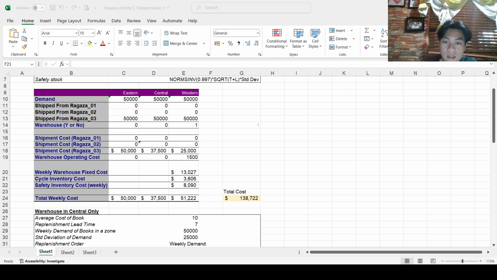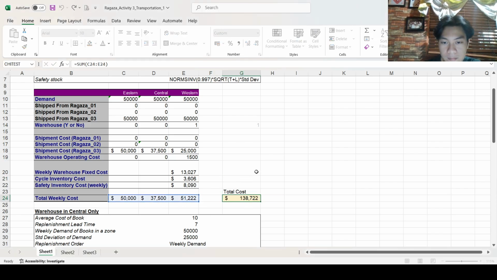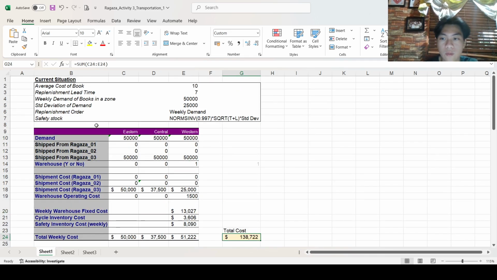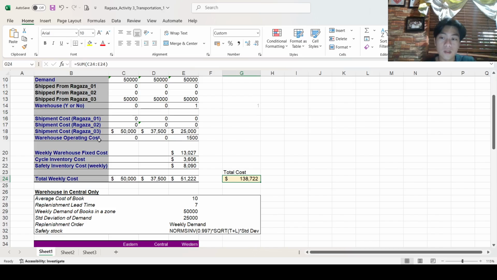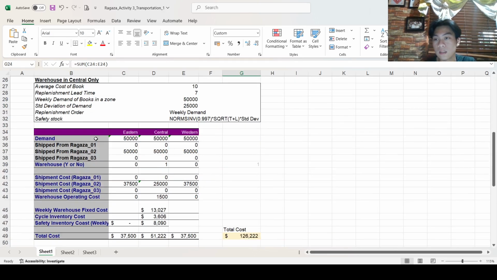And lastly is the total cost, which just sums up the total weekly cost, which results in $138,722. So that's it for the current situation. Now moving on to the warehouse in Central only.